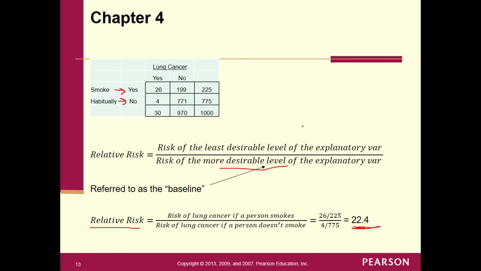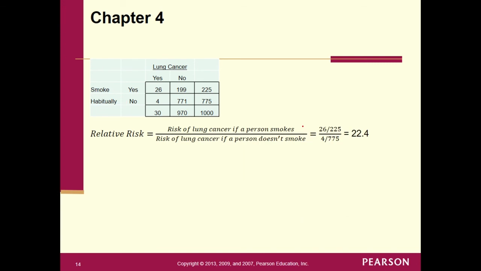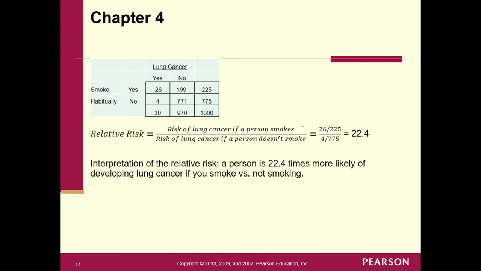Okay, now we have to define exactly what that means then. Okay, so the math's not too hard. Let's make sure that we understand what that means. So relative risk is 22.4, and what does it mean? So the interpretation of the relative risk is that a person is 22.4 times more likely of developing lung cancer if you smoke versus not smoking. So 22.4 times more likely of developing some sort of disease if you do this versus that.